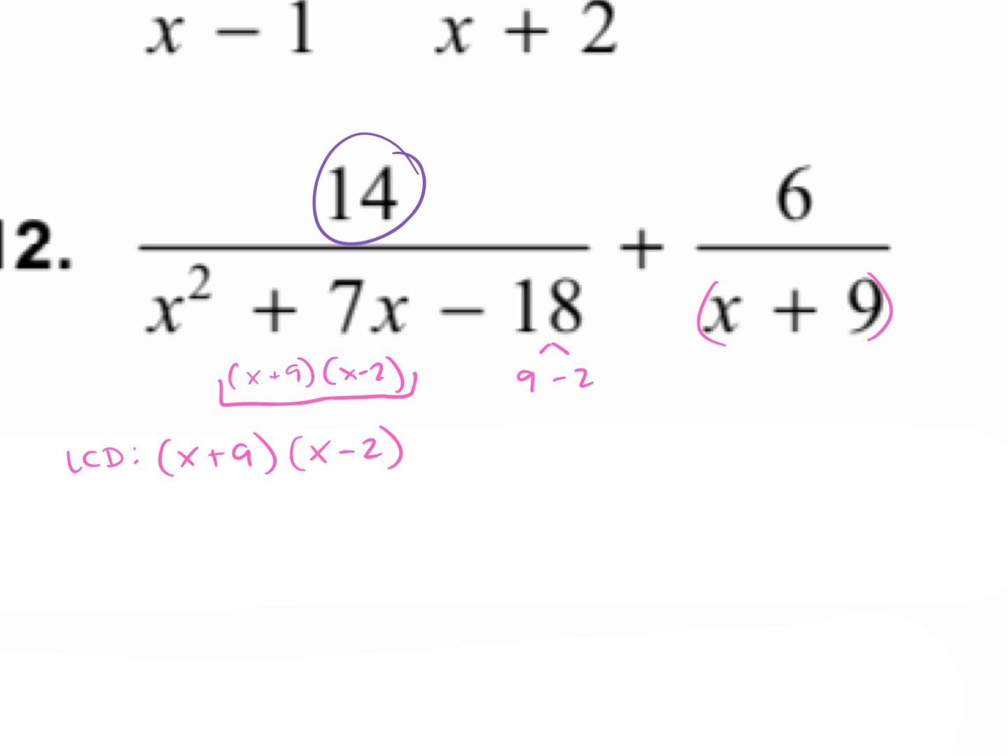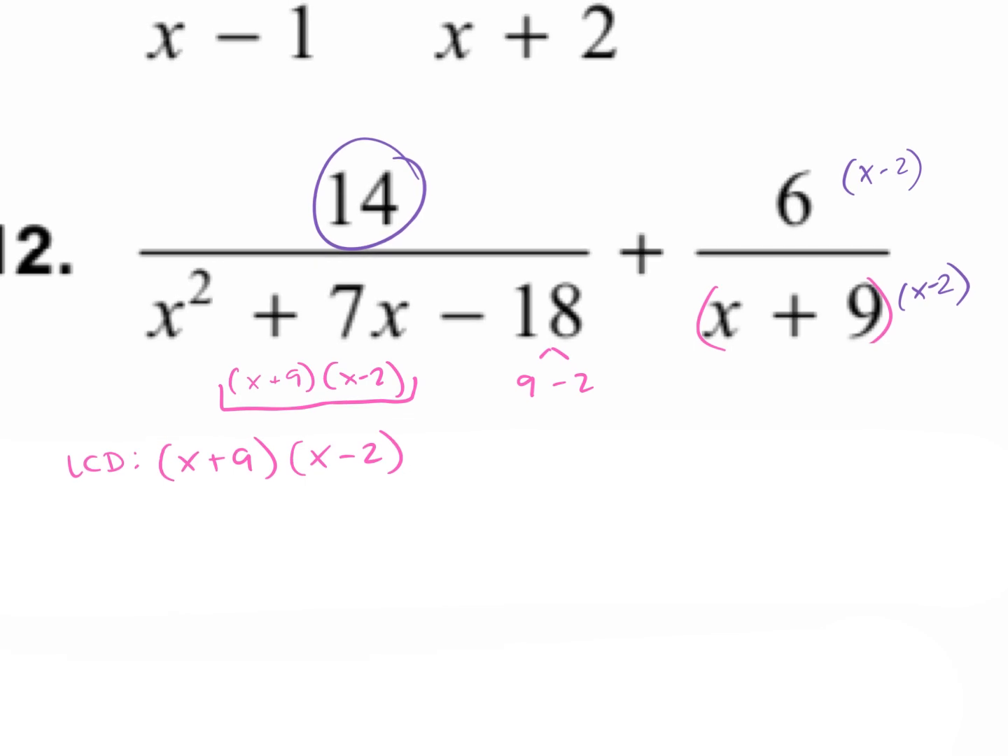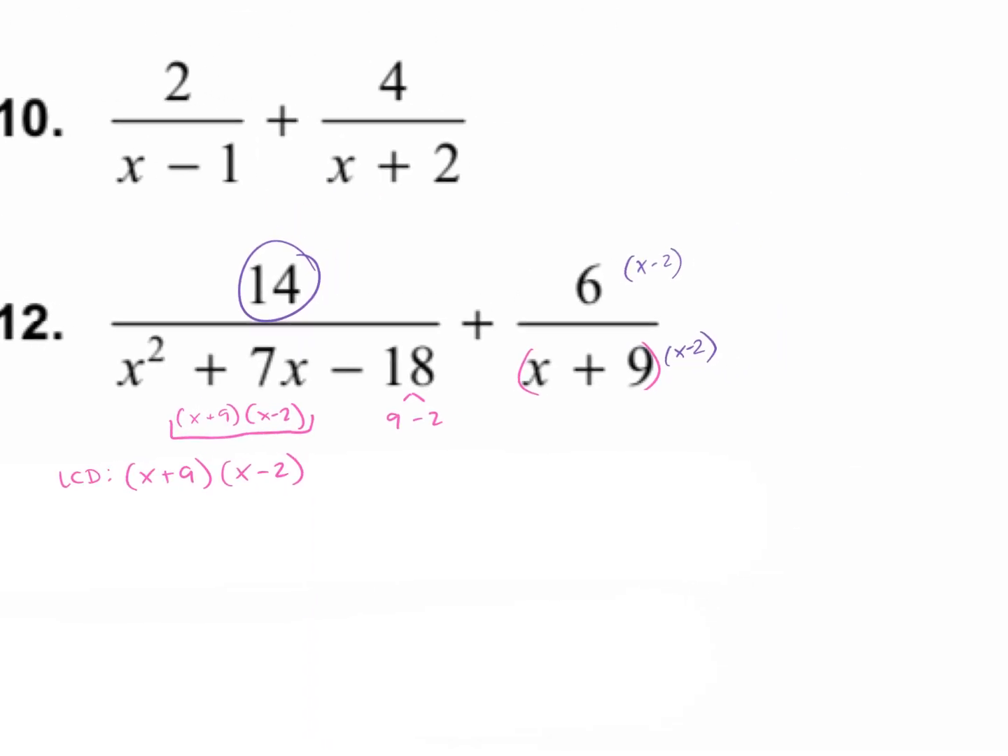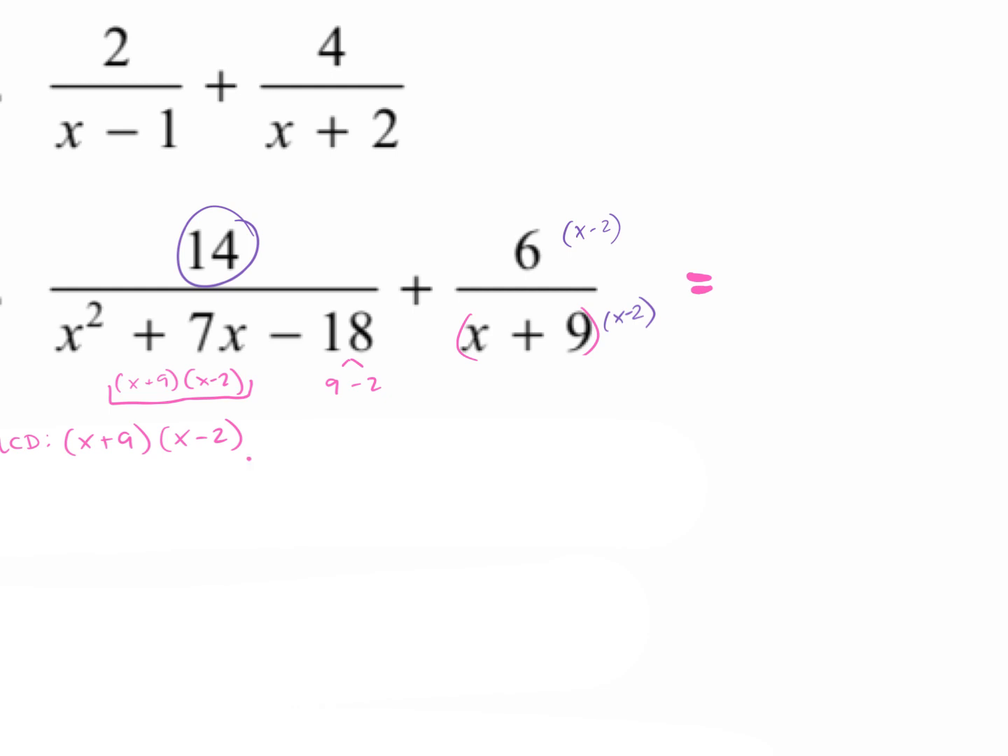In the second fraction, I have an x plus 9, so what am I missing here? X minus 2, so I have to multiply the top and the bottom times x minus 2. Now on the bottom, when I add these together, they're now the same denominator, which is my least common denominator, so that would be x plus 9 times x minus 2.